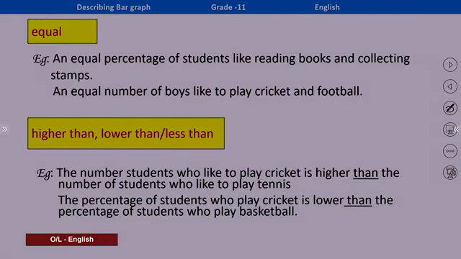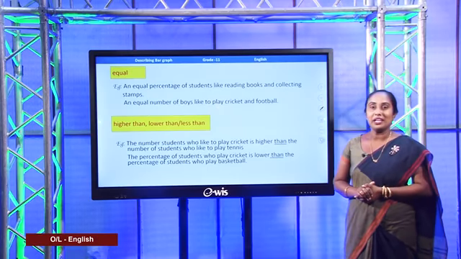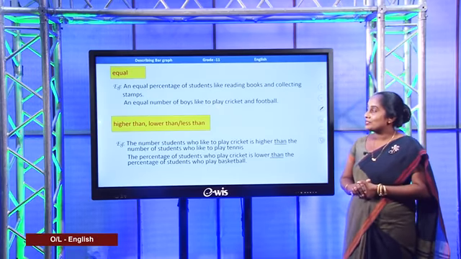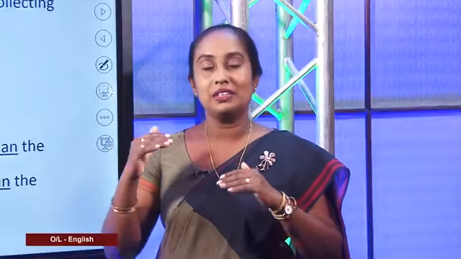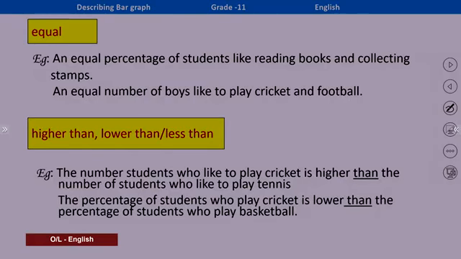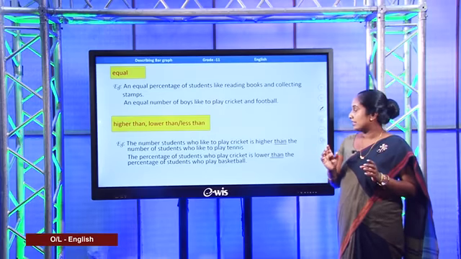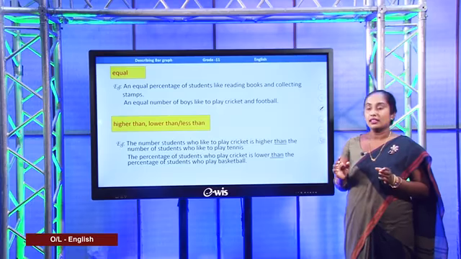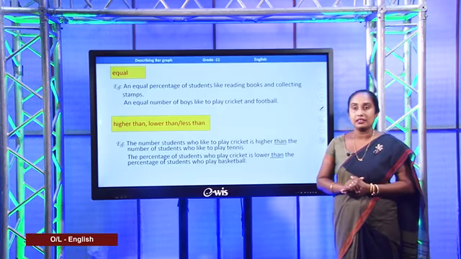Here you can see higher than, lower than or less than. When you see these words, you may remember comparative forms, right? We use comparative forms to compare. Here we compare two bars in the bar graph, right? Look at the example. The number of students who like to play cricket is higher than the number of students who like to play tennis. Here we compare the two bars, tennis and cricket. There we use the word than, right?